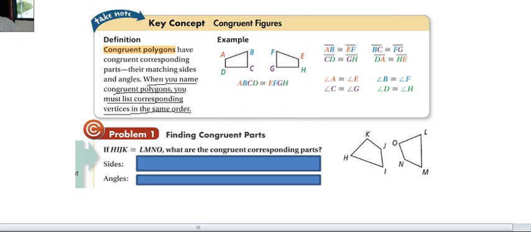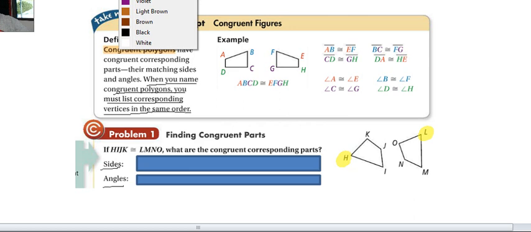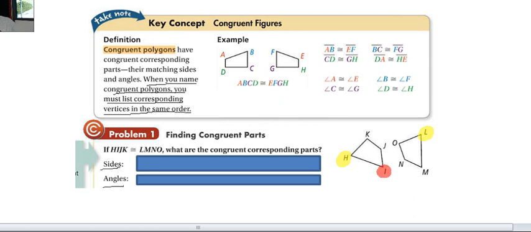And remember, corresponding parts are sides and angles. Those are the two things that are going to be congruent. So let's find the angles first, and we'll highlight ones that are the same. I see that H right here is going to be the same thing as L. Let's do red right here. I know that I is going to be the same thing as M.